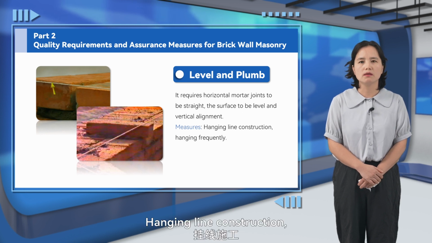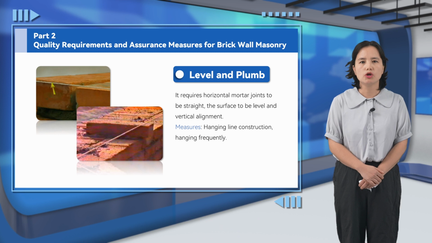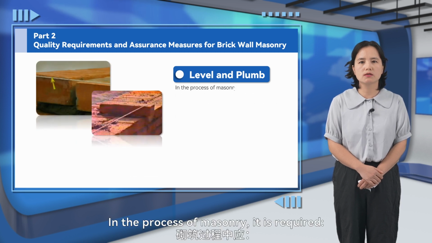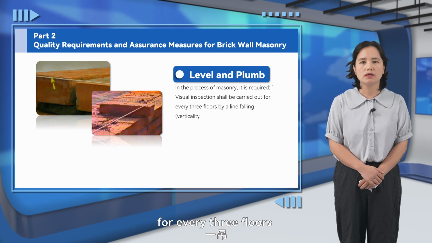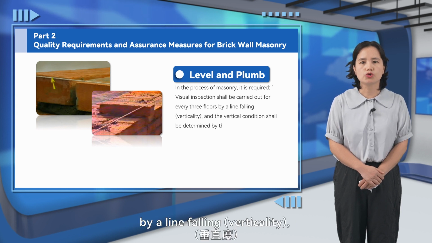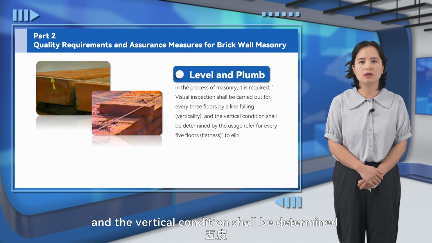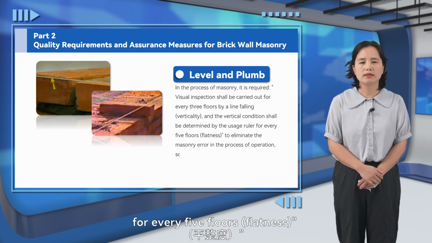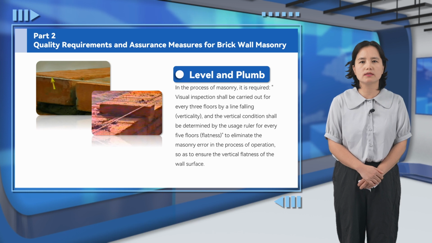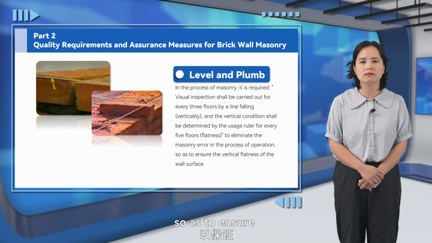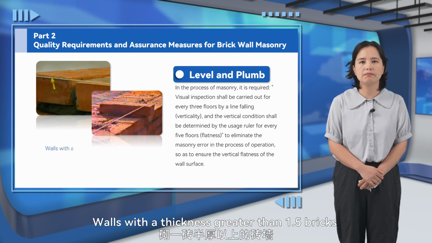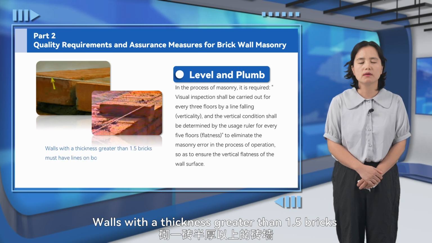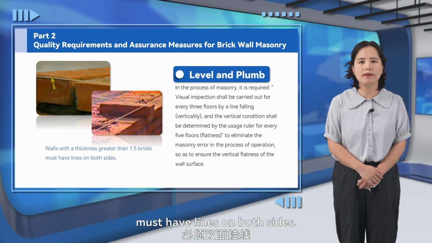Measures: hanging line construction, hanging frequently. In the process of masonry, visual inspection shall be carried out for every 3 floors by a line falling, verticality, and the vertical condition shall be determined by the usage ruler for every 5 floors, flatness, to eliminate the masonry error in the process of operation, so as to ensure the vertical flatness of the wall surface. Walls with a thickness greater than 1.5 bricks must have lines on both sides.